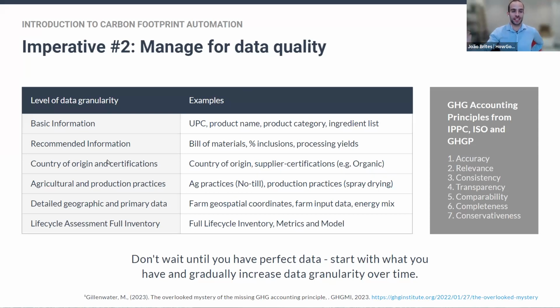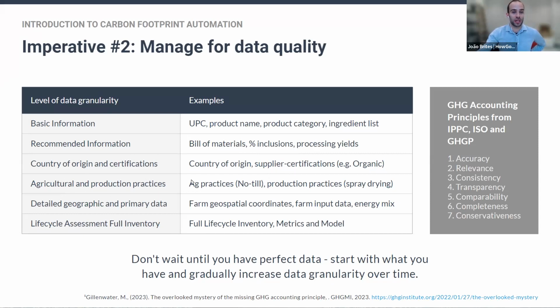The other level of data granularity is what we call additional data. You don't usually find it in a back-of-pack label, but you will find it with the manufacturer of that product. That will include the bill of materials, the percentage inclusion of each ingredient, and information like the processing yields. Then we're going to be looking at country of origin and certifications. What are the source origins of the raw materials? What types of certifications were used?